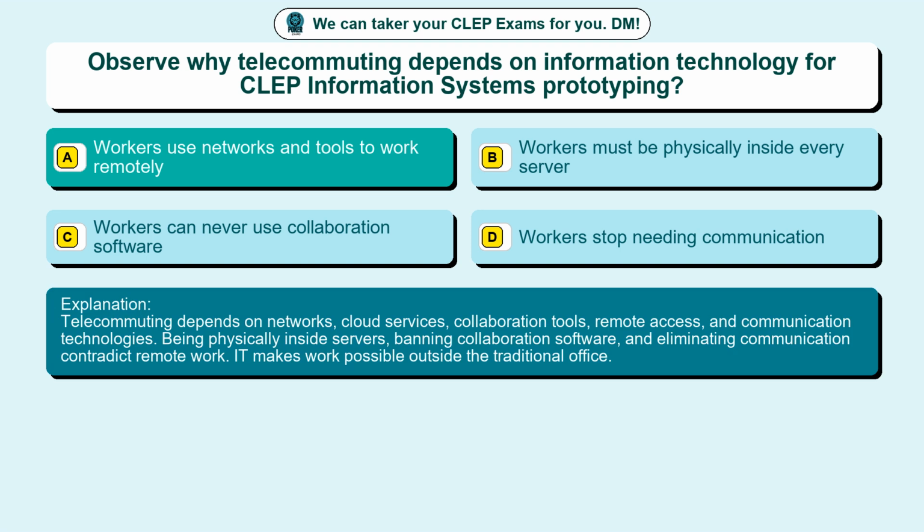Telecommuting depends on networks, cloud services, collaboration tools, remote access, and communication technologies. Being physically inside servers, banning collaboration software, and eliminating communication contradict remote work. IT makes work possible outside the traditional office.